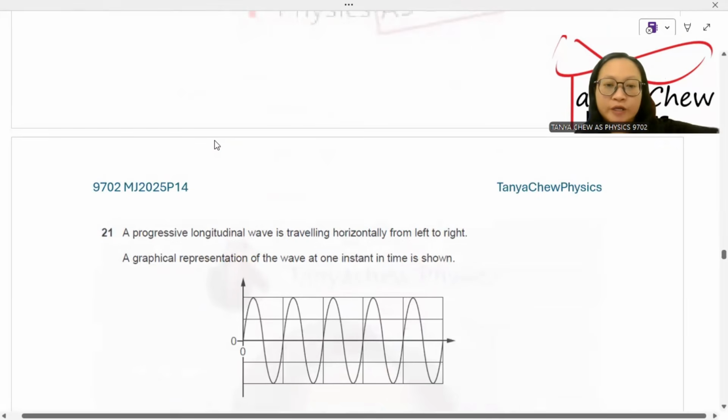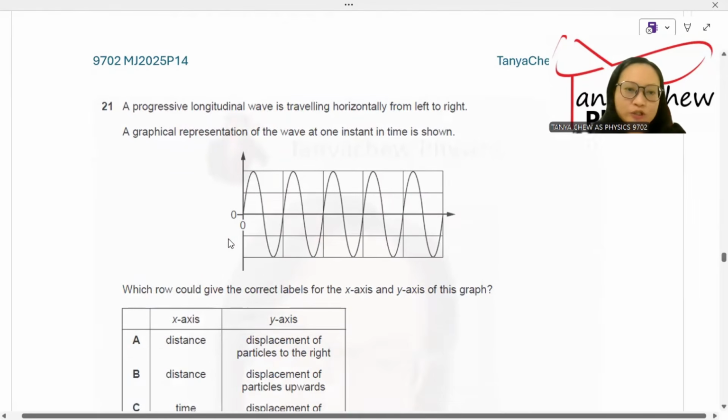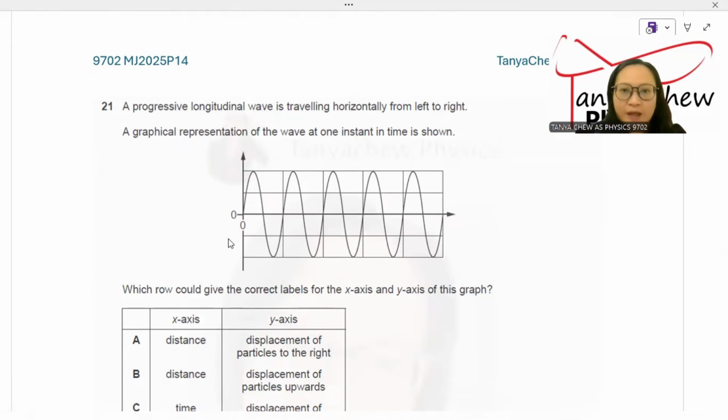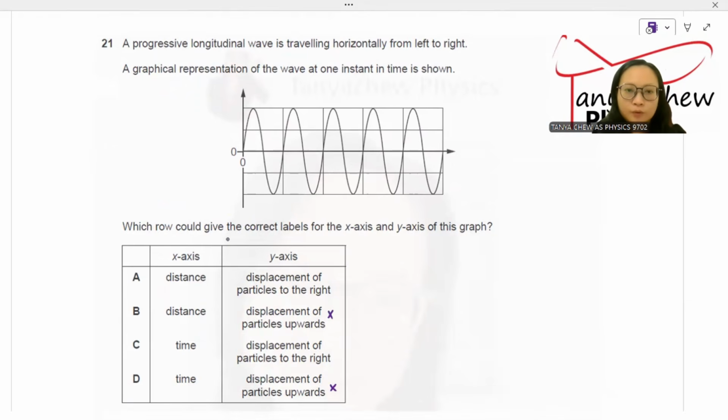21, a progressive longitudinal wave is traveling horizontally from left to right. A graphical representation of the wave at one instant in time is shown. Which row could give the correct labels for the x-axis and y-axis of this graph? The y-axis has to be displacement of the particles, cannot be upwards or downwards because that's a transverse wave. Right, so this is displacement of the particles to the right, and x-axis, because the wave is traveling from left to right, I would choose distance. So A is the answer.